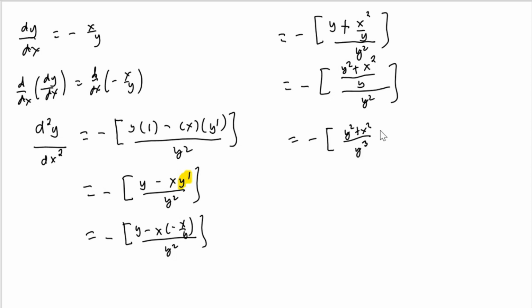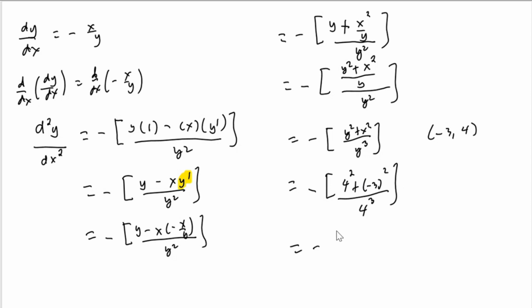By substitution, we know that the given point is negative 3, 4. The value of x is negative 3 and the value of y is 4. So the negative of y squared, where 4 is the value of y, squared, plus x, which is negative 3, squared, over 4 to the third power. So we have the negative of 4 squared is 16 plus negative 3 squared is 9, over 64.